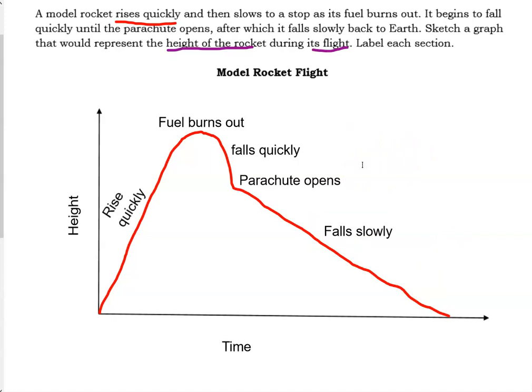So you want to be real careful to make sure you're following all the directions, because typically when we have to graph a situation that we're given, you're going to have to graph and label your section. So you want to make sure that you do that.